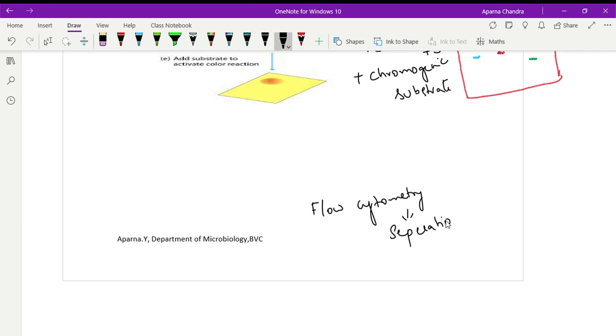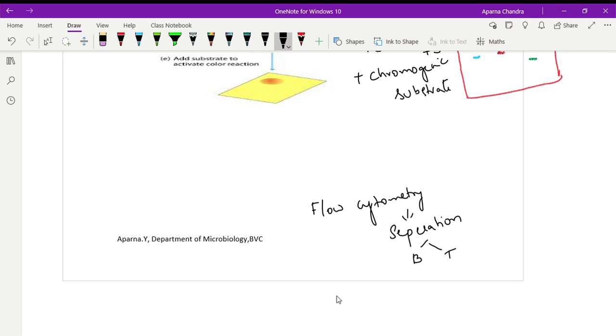What cells do we generally use for separation? You see, I told you lymphocytes you cannot see under a microscope and differentiate them. Both of them look alike. But if you want to separate the B cells from the T cells, we use this technique, that is flow cytometry. Okay, so remember this.